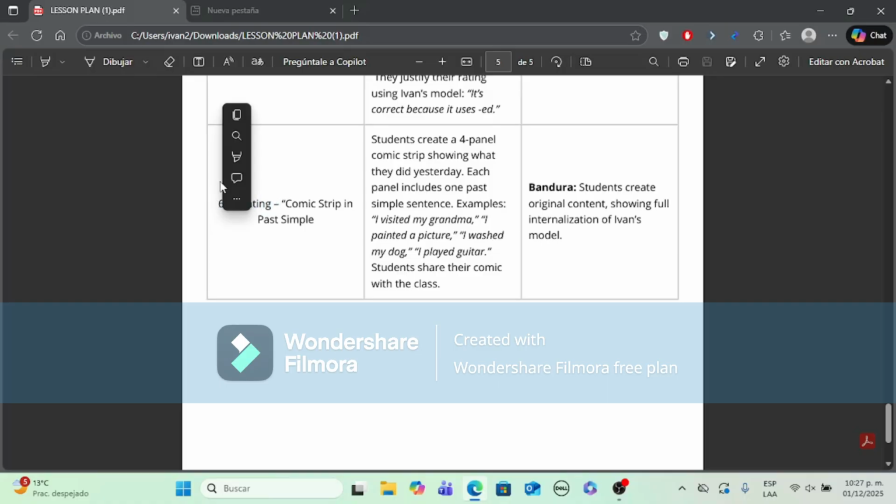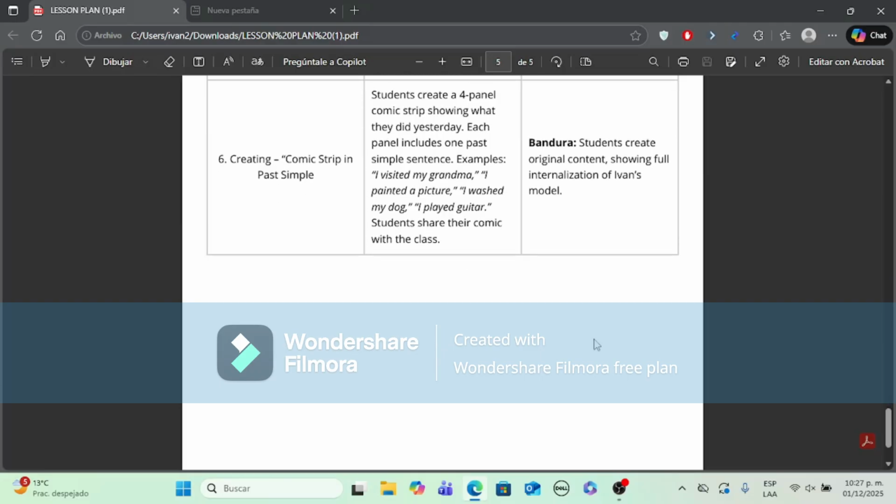For example, panel 1, I visited my grandpa. Panel 2, I painted the pictures. Panel 3, I washed my dog. Panel 4, I played the guitar. This final stage shows full mastery. The students are not copying my examples anymore. They are generating new ideas and new sentences entirely on their own.